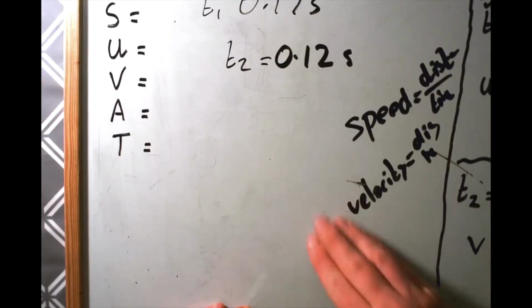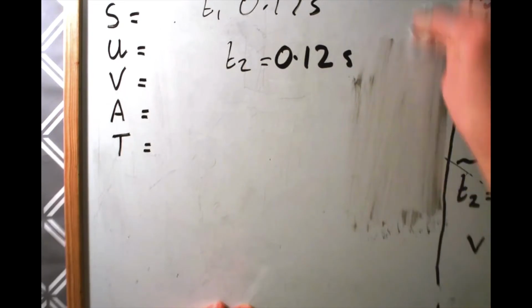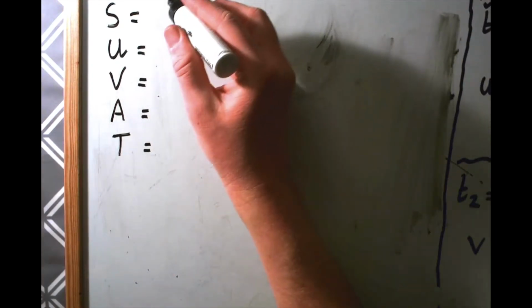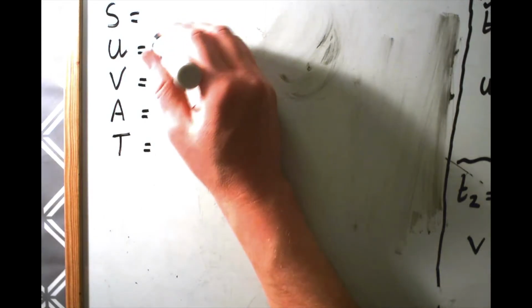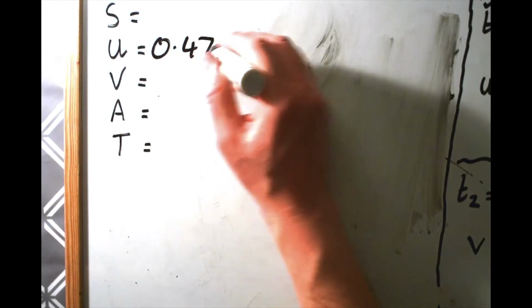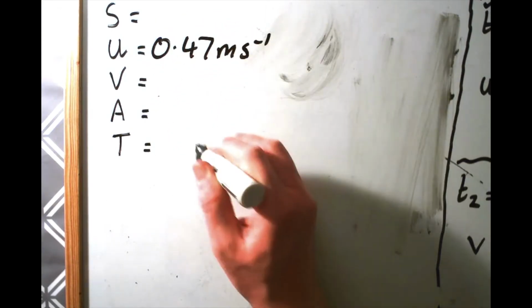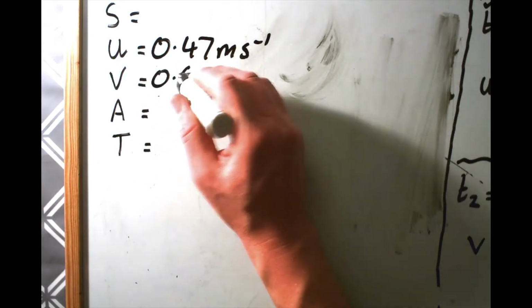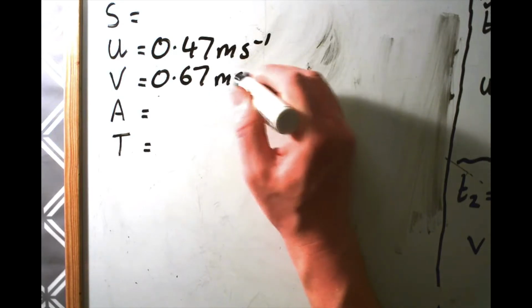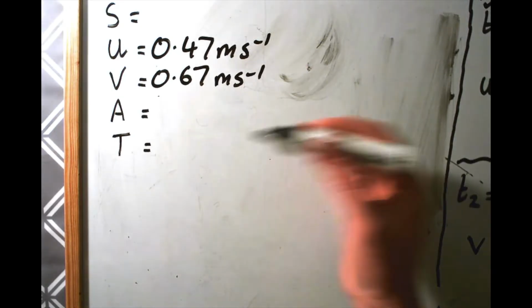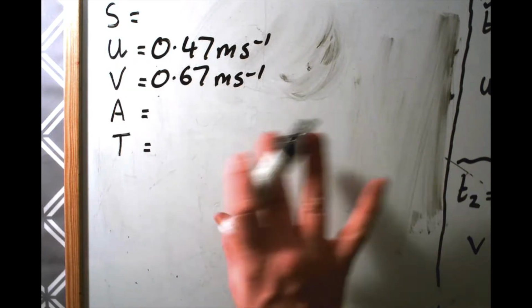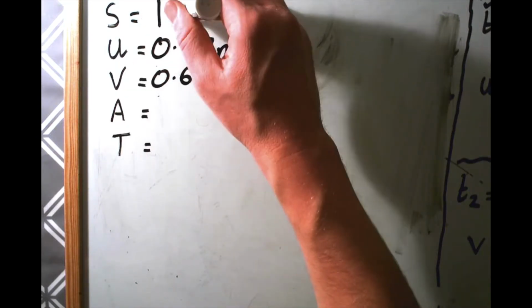Let's go back to our SUVAT. I'll clear this up a little bit. So we have initial velocity U, which was 0.47 meters per second. We have our V, which was 0.67 meters per second. And if you remember, I measured the distance between the light gates and I set it up to be 1 meter. So the displacement between the two is 1 meter.